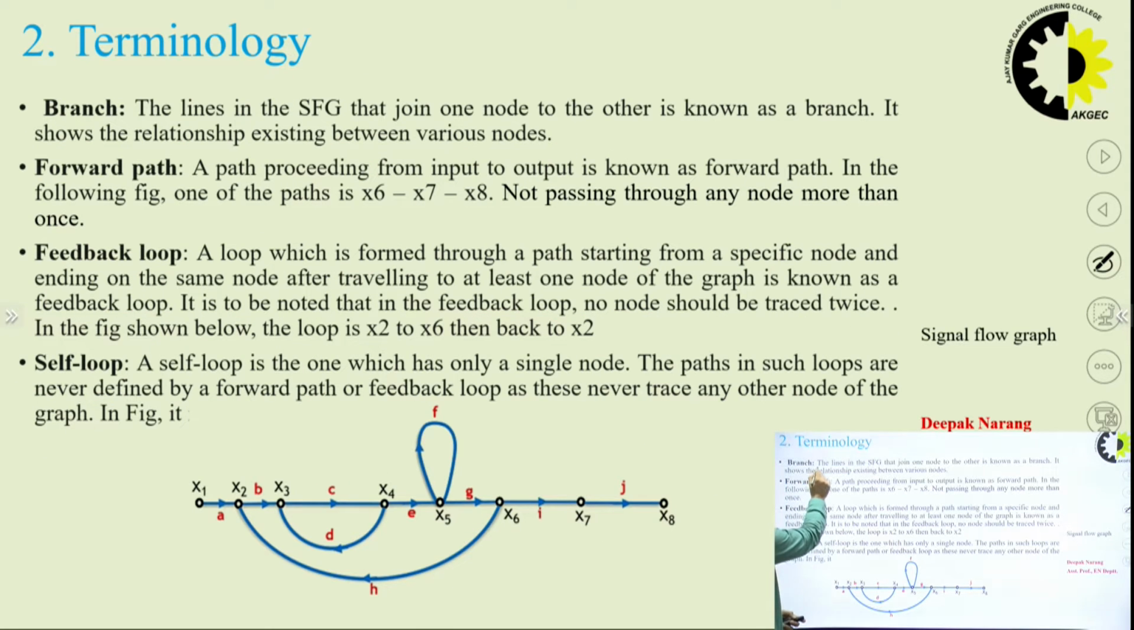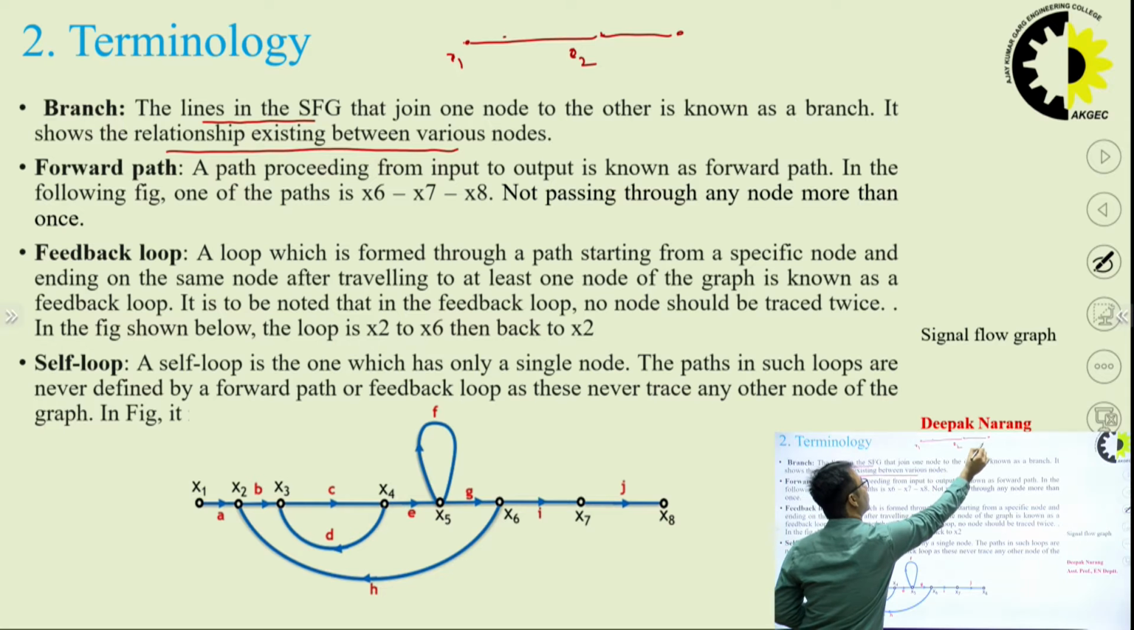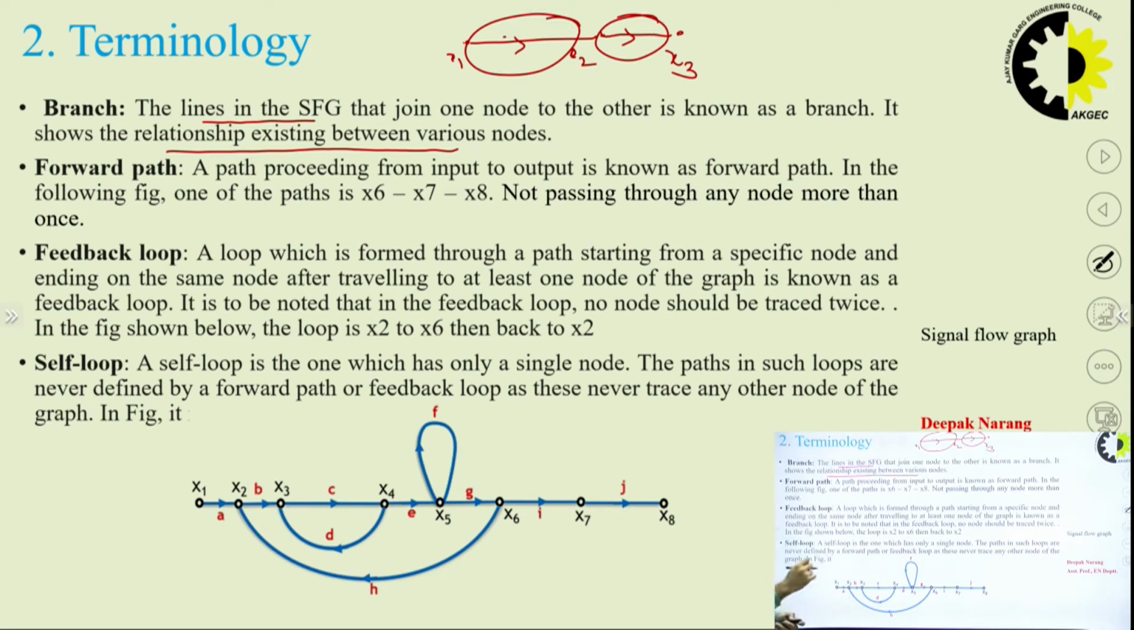Next is branch. A branch is that line in SFG which is generated by joining the two nodes. So this branch basically defines the relationship between the various nodes. For example, if these two nodes are connected in this manner, so these are two branches. These branches are obtained by joining the nodes which are having some relationship among the variables.